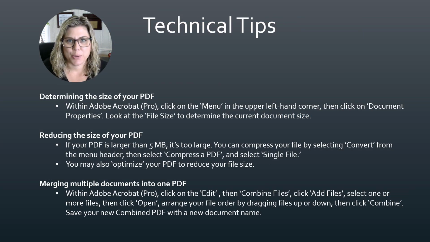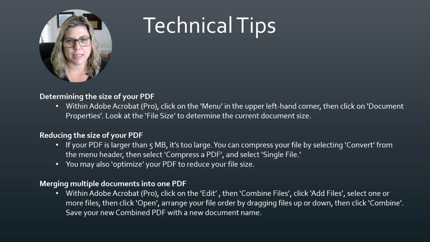All right, we're making good headway and we're almost done. Here are some technical tips for areas that people typically run into trouble and need a little bit of assistance. We're going to start with determining the size of your PDF. Within Adobe Acrobat Pro, click on the menu in the upper left-hand corner, then click on Document Properties. Look at the file size to determine your current document size.